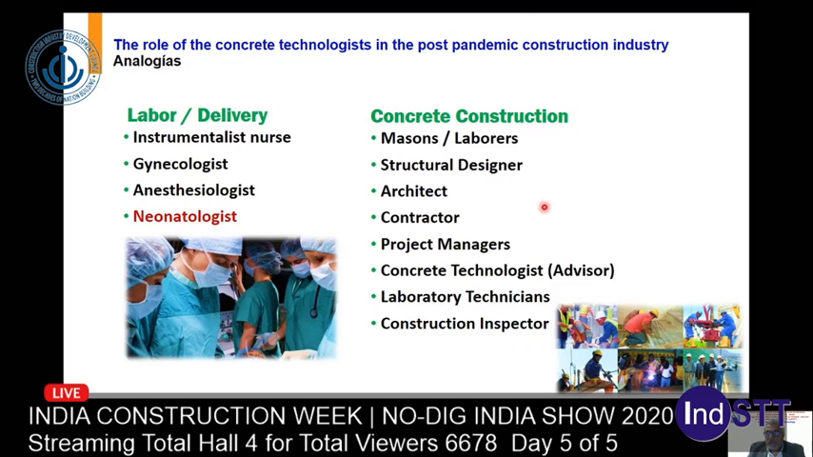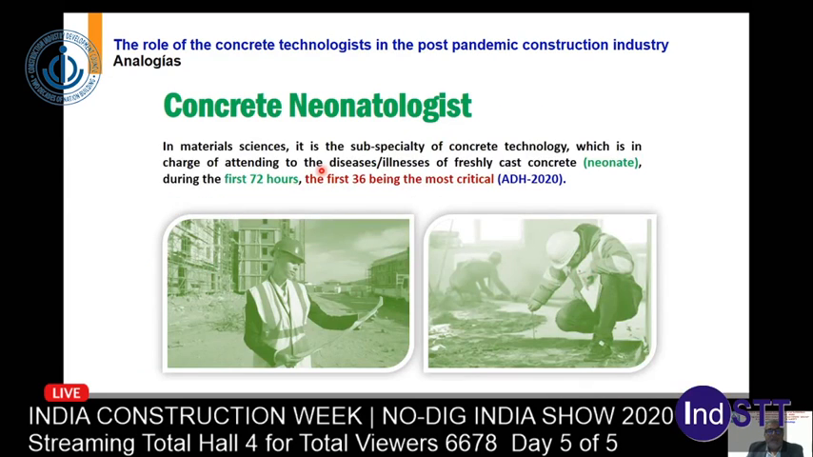It's common that in concrete projects, the structural designers take care of aspects related with concrete technology. But now in all this stuff, we have to start to consider a concrete technologist. So a proposed definition for concrete neonatologist is the following.